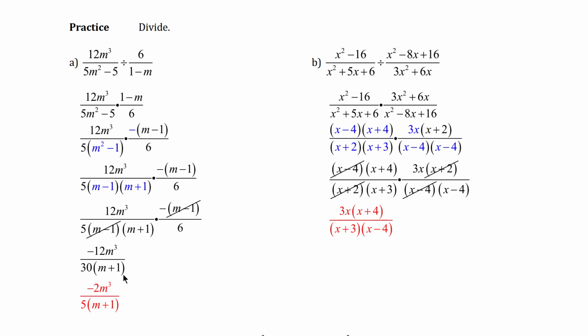Next, we could simplify further by reducing negative 12 over 30. The final result is negative 2m cubed divided by 5 times the parentheses m plus 1.